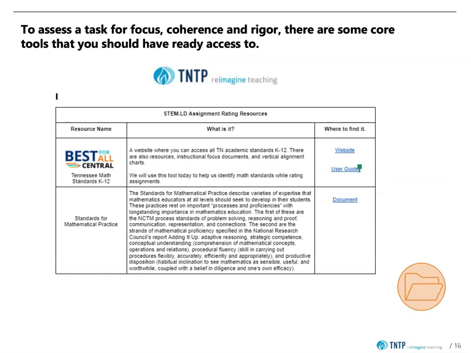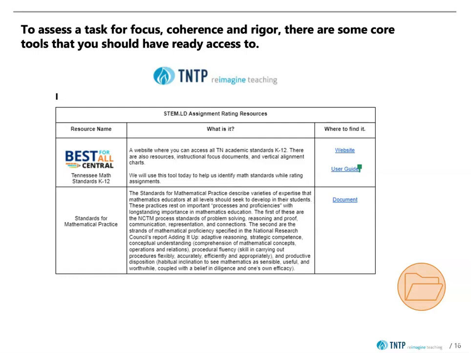Please take a minute to access the resource folder that was shared with you at the beginning of this session and locate the STEM.LD Rating Resources document. You can pause here if you need a minute to locate it. This document has some tools you can use to help you assess a task for focus, coherence, and rigor.